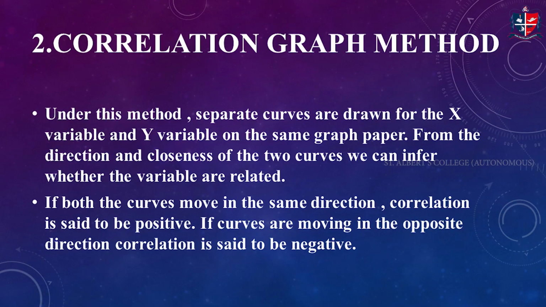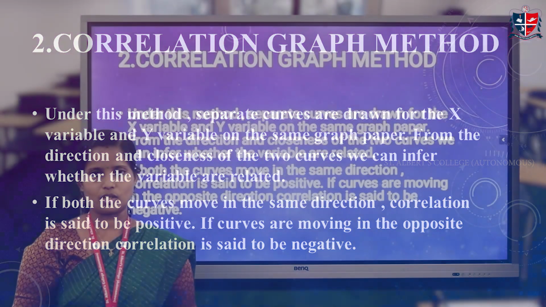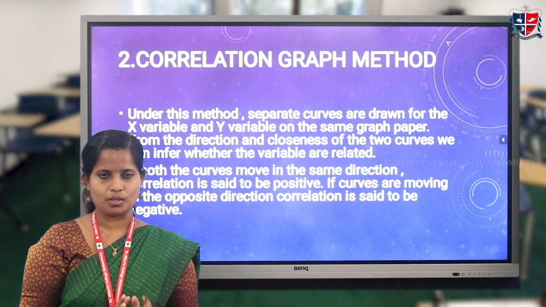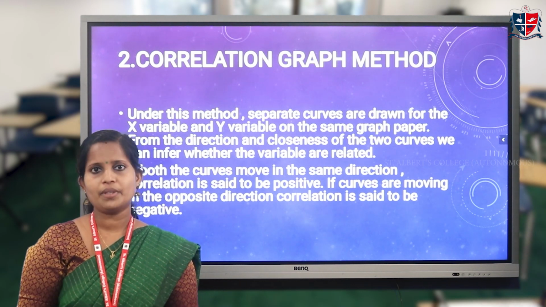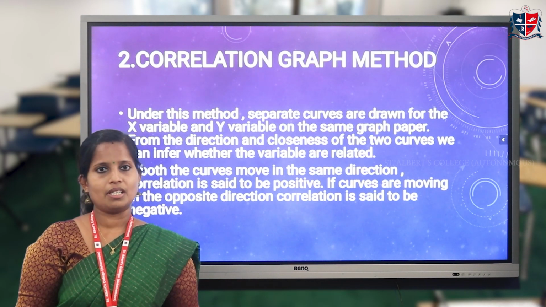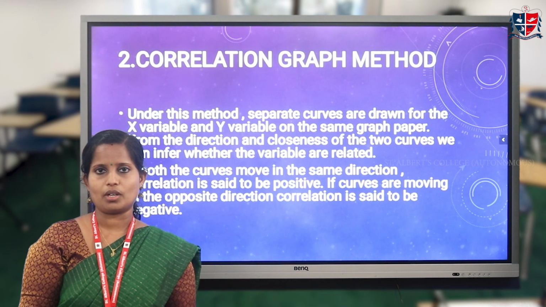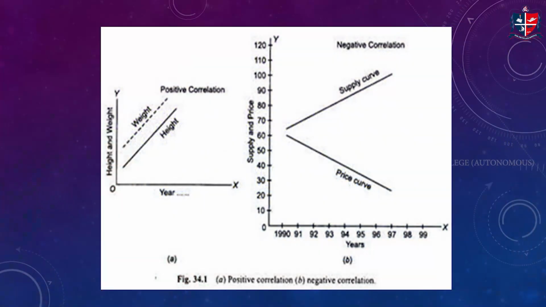Then the second tool, or the second method used to study correlation, is the correlation graph. It is somewhat similar to the scatter diagram, but here we are finding the correlation not based on the scatter of the points. Here we are finding whether there is a correlation or not by using some straight lines. This is the format of the correlation graph, because here we are plotting the two variables in a single graph paper, and by measuring the distance between them, whether they are showing a convergence pattern or a divergence pattern, we come to a conclusion whether there is a positive correlation or negative correlation.